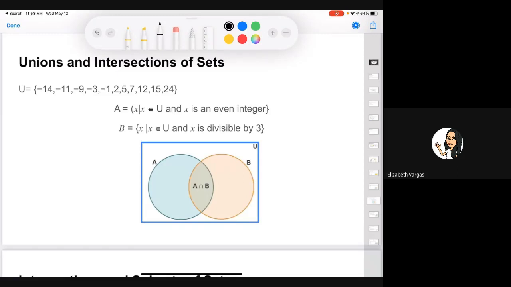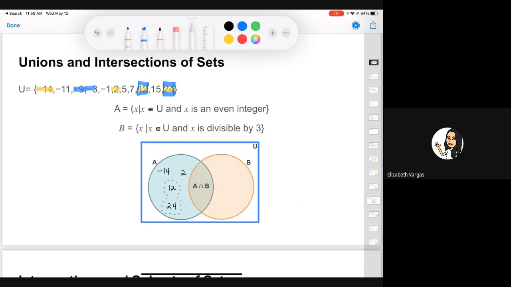So first thing I'm going to look for is all my even numbers. Negative 14, 2, 12, 24. Those are all my even numbers, so I can write those in here. Negative 14, 2, 12, 24. Okay. Now I'm going to go ahead and look for those numbers which are divisible by 3. So I can divide them by 3. Negative 9, negative 3. I can actually do that by 12 and 24. So I have an overlap, 12 and 24.